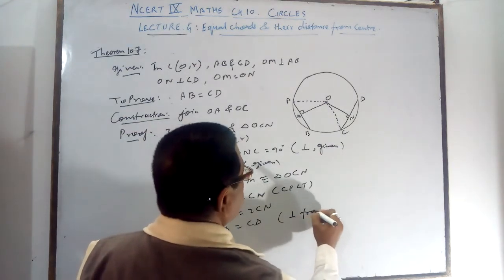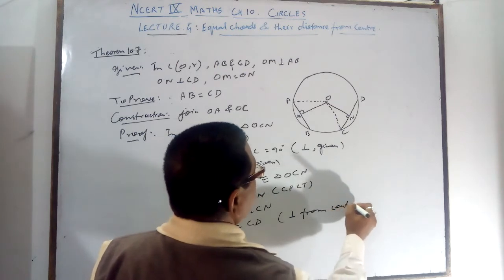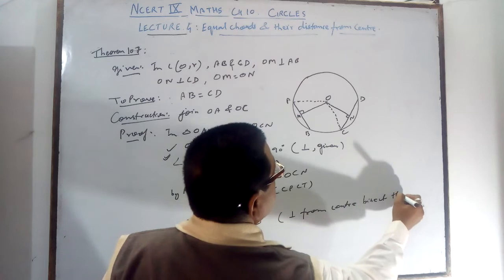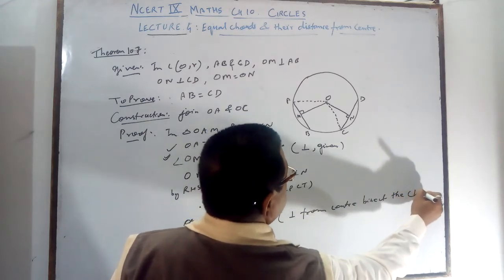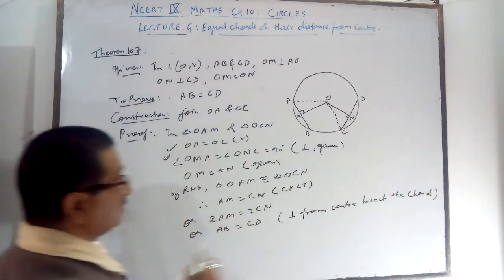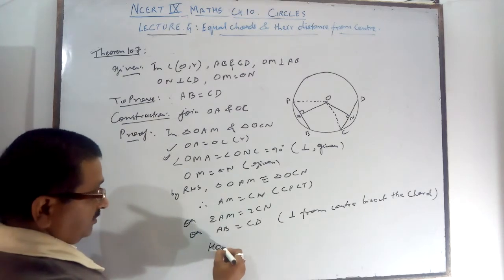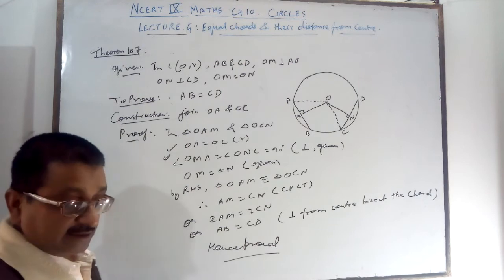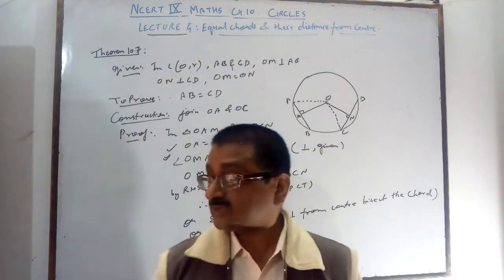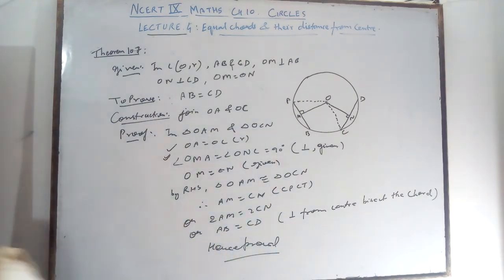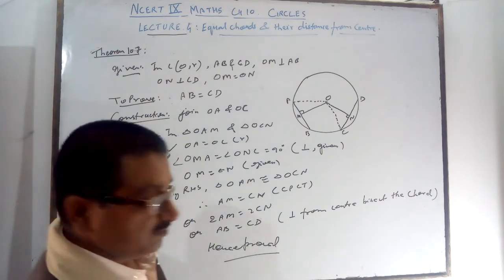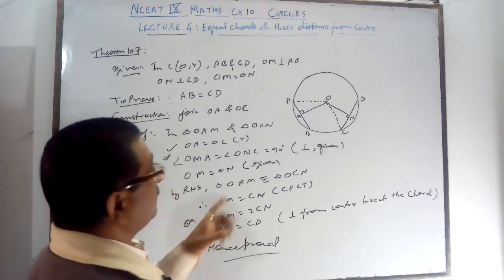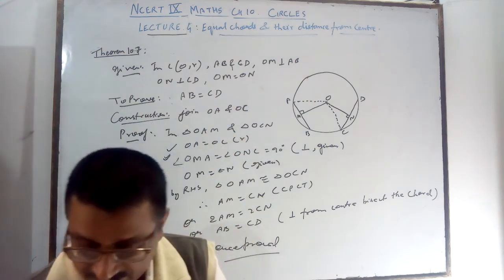Perpendicular from the center bisects the chord. That you are seeing, and hence proved. You will say that it is hence proved: perpendicular from the center bisects the chord. Okay, you are getting perpendicular from the center.